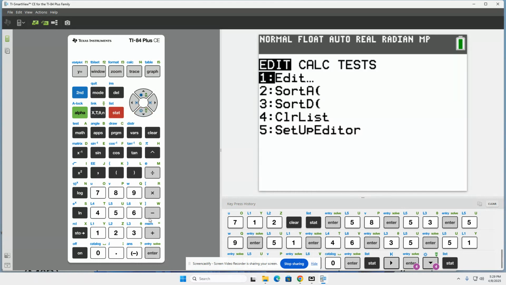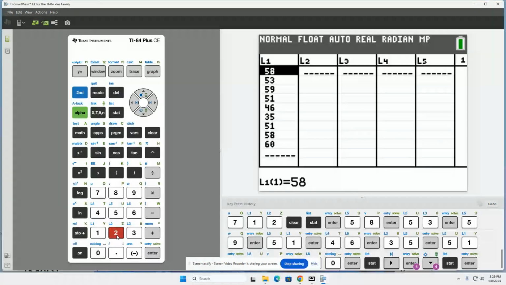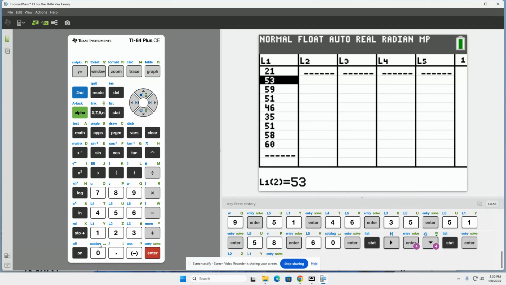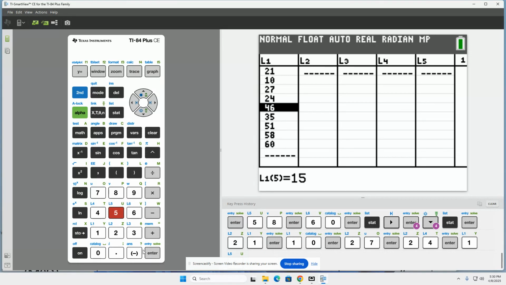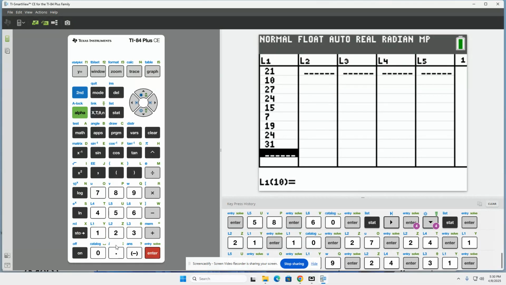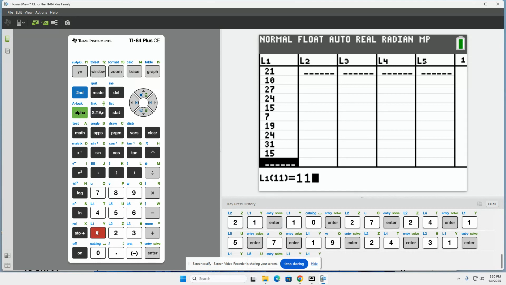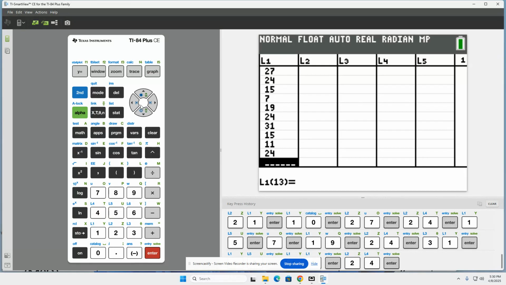Let's go back to stat, edit. It looks like I have more numbers, so I'm just going to cover up. So 21, 10, 27. I know I'm a hypocrite. I always tell you guys to reset, but I'm just going to cover them up. 24, 15, 7, 19, 24, 31, 15, 11, and 24. I don't have to delete anything. I covered them all up. Again, I like to double check to make sure I have all of them. So double check, make sure you got all of them.